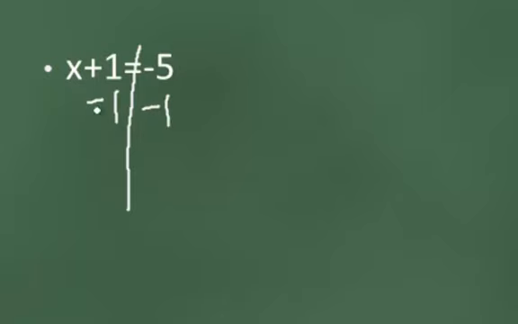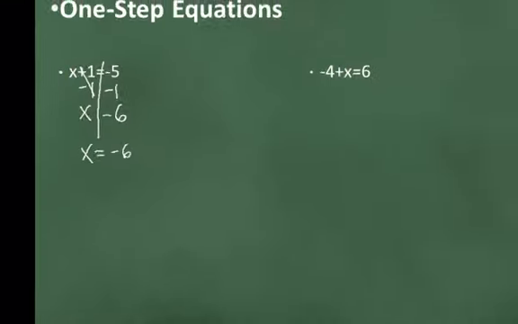1 minus 1 is 0. That's what I wanted, because I wanted this to go away, so I'm left with the x. And then -5 minus 1 is just -6. So for your answer here, x equals -6.